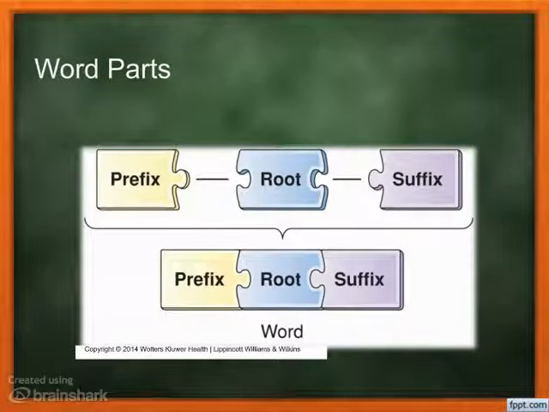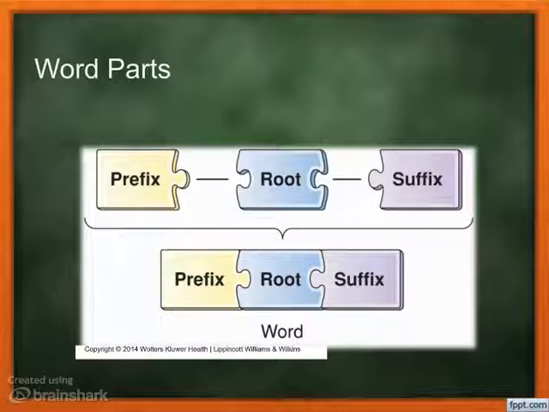So this is just a cartoon, if you will, or a diagram of what we're talking about when you want to put together a medical term. You put the prefix in front of the root, followed by the suffix. Sometimes they don't have a prefix and a suffix, but once you put all those pieces of the puzzle together, you actually have your word.